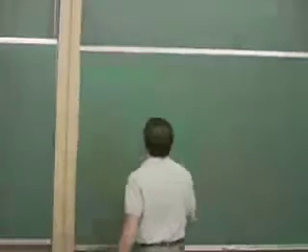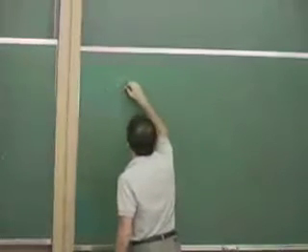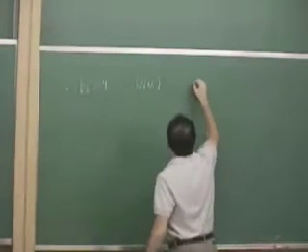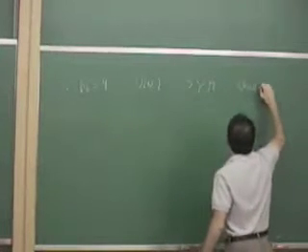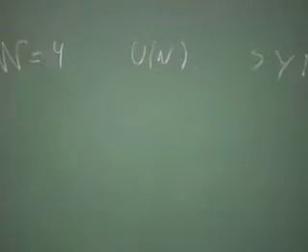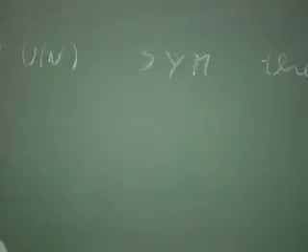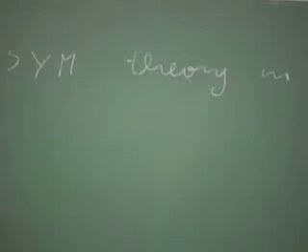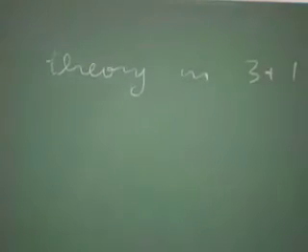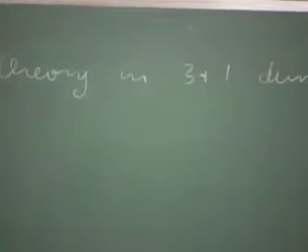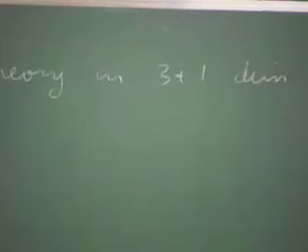And so last time we discussed this field theory, which was N=4 U(N) super Yang-Mills theory in 3+1 dimensions, and we saw a bunch of properties of this theory. So one was that it's conformal. The other one was that it has an SO(6) symmetry. It had an S-duality symmetry. It also had a bunch of supersymmetries.